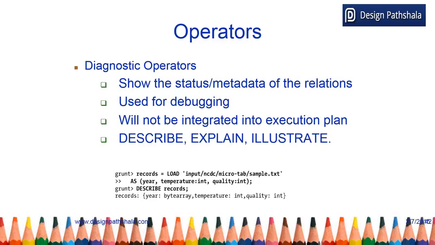So this is what has been loaded, the records, and when we say describe records, we can see the year is described as byte array. And I hope everyone understands that. Can anyone tell me why year has been represented as byte array and temperature and quality as int when I say describe records?